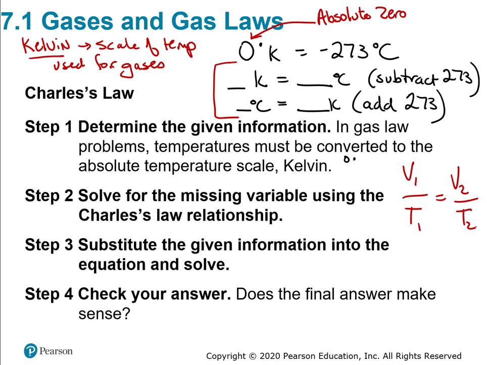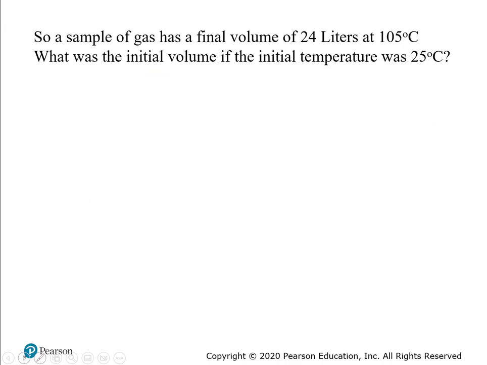That's the only thing that's different than the other problems that you've got to make sure you do: any temperature values have to be put into Kelvin before you can use them. So here's this one. A sample of gas has a final volume of 24 liters at 105 degrees Celsius. What was the initial volume if the initial temperature was 25 degrees Celsius?